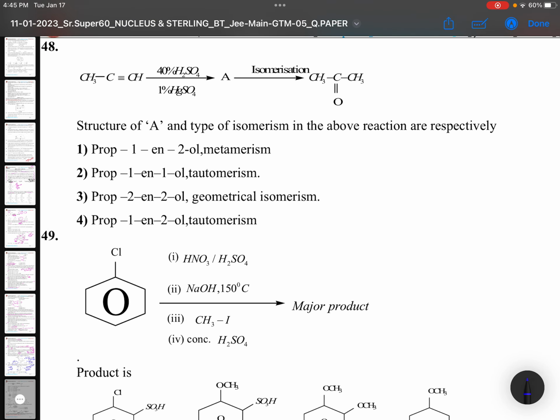Here it is given, 40% H2SO4, 1% HgSO4. So this is CH3CHO double bond CH2. Question: A and structure of A. Propyne in 2-ol, and this is tautomerism. This one, propyne in 2-ol.